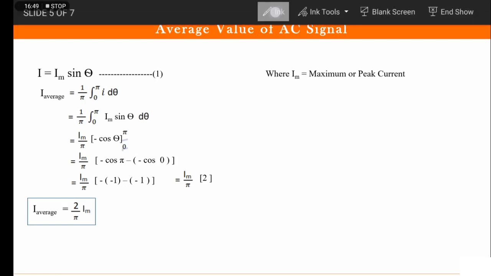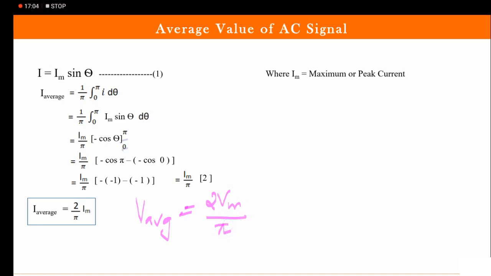Now if I wish to write the same equation for V average, I can write V average is equal to 2 Vm by pi. Fine?